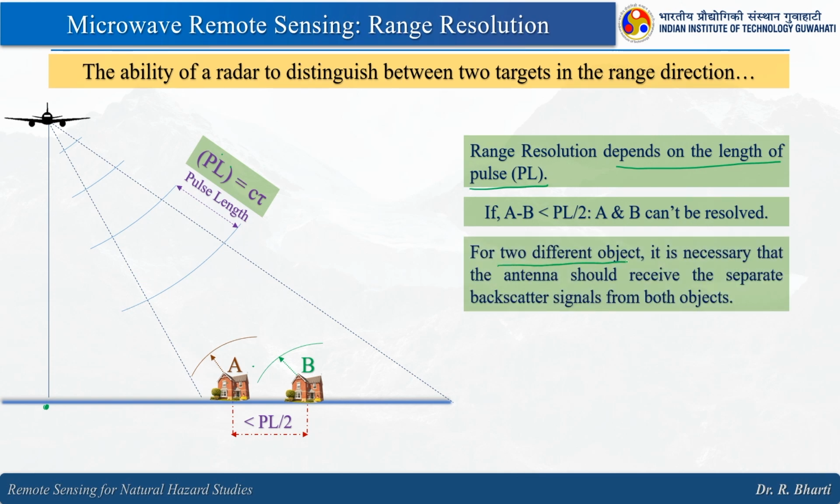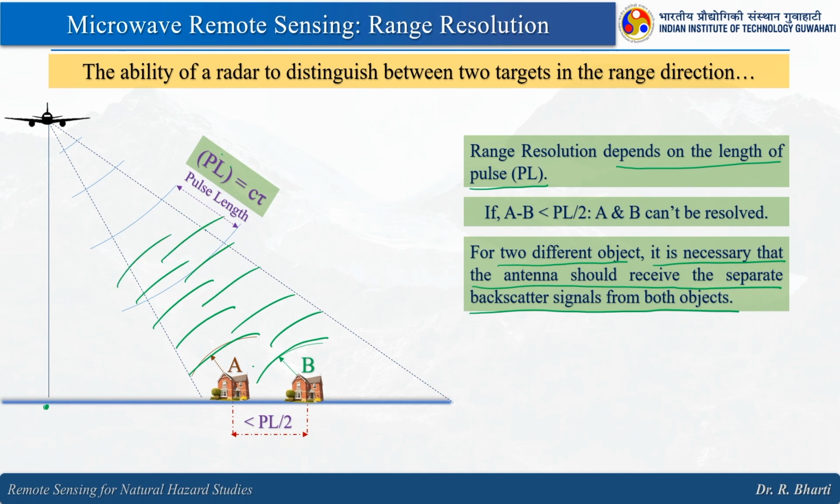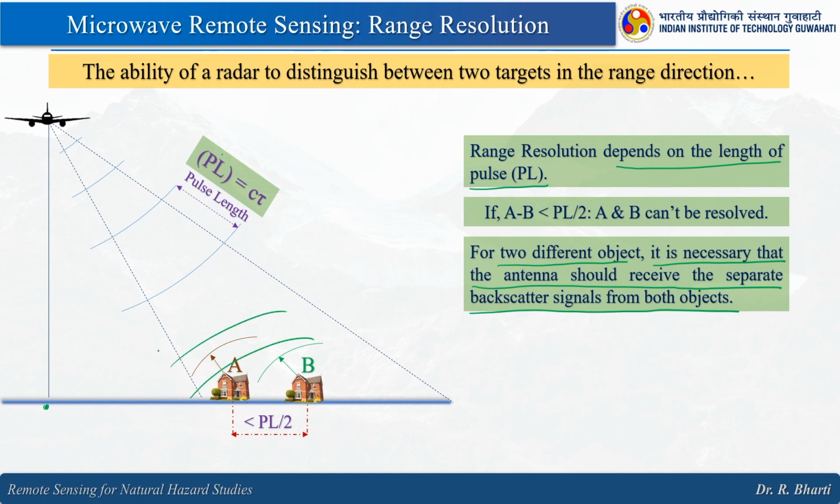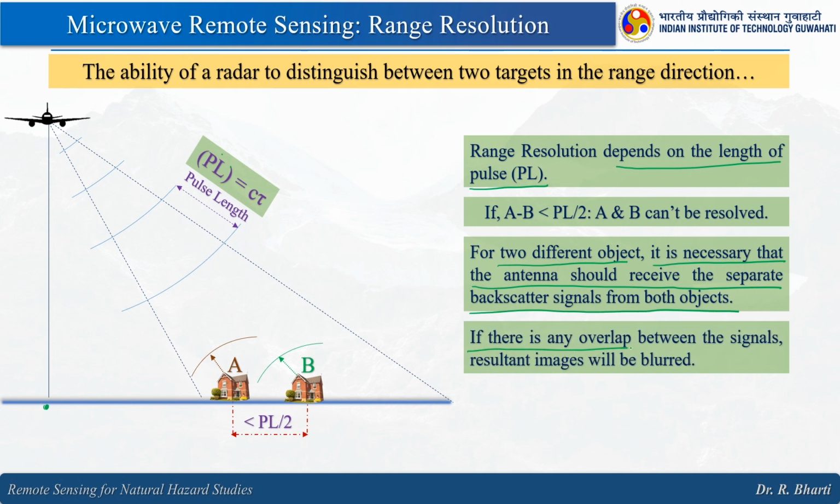For two different objects, it is necessary that the antenna should receive separate back scattered signals from both objects. Here you can see both are giving separate signals. In this case we will be able to resolve them into two objects. If they are giving only one signal, we will not be able to separate them in our image, or identify them in our image. If there is any overlap between the signals, the resultant image will be blurred.